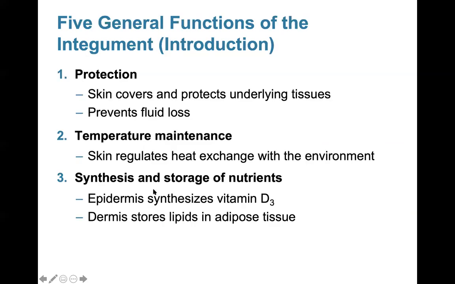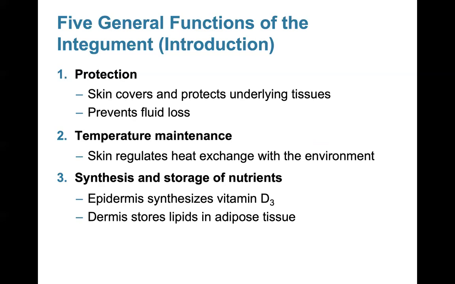So there are 5 general functions of the integument or your skin. The first is protection. The skin covers and protects underlying tissues. It also prevents fluid loss. Second main function is temperature maintenance. The skin regulates heat exchange with the environment. If you note that when you are very hot, your skin will become flush and you might even start to sweat a little bit.